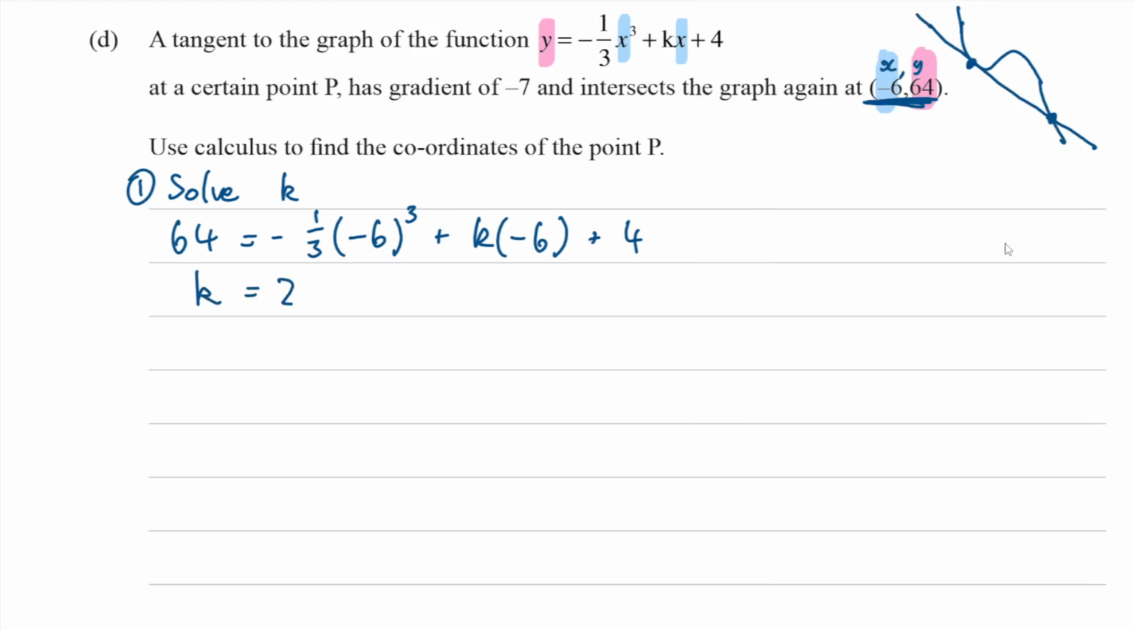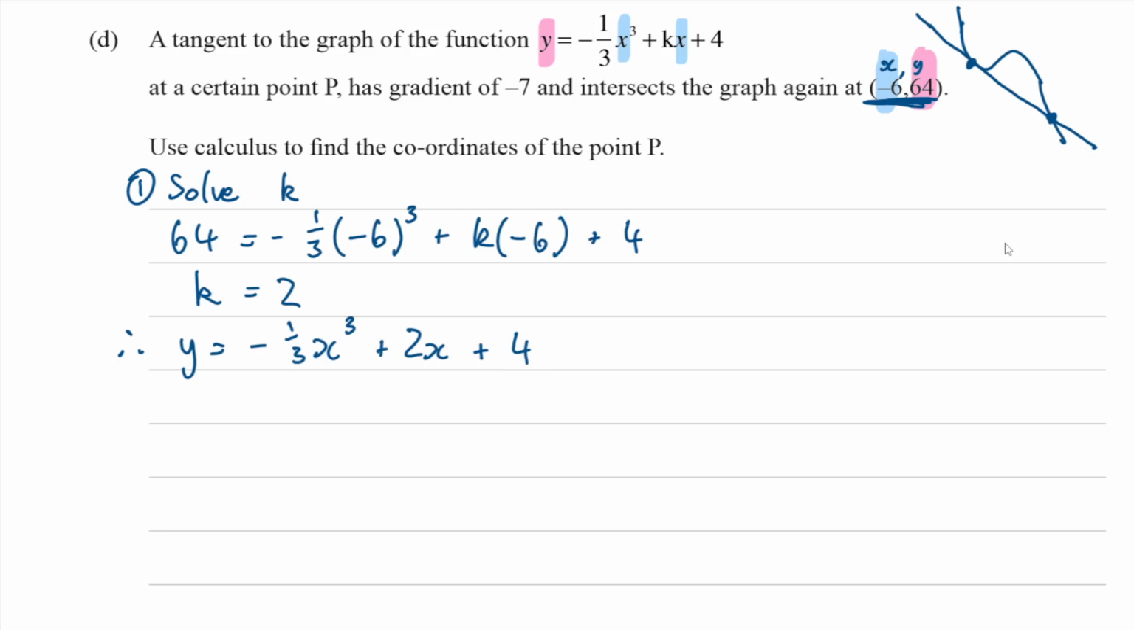So in our working, we've shown the equation, right? So we know how to substitute. And then our next line is k equals 2. That is absolutely fine in a calculus paper. Alright, so therefore our equation is -1/3 x cubed plus 2x plus 4. Alright, so we have our original equation.